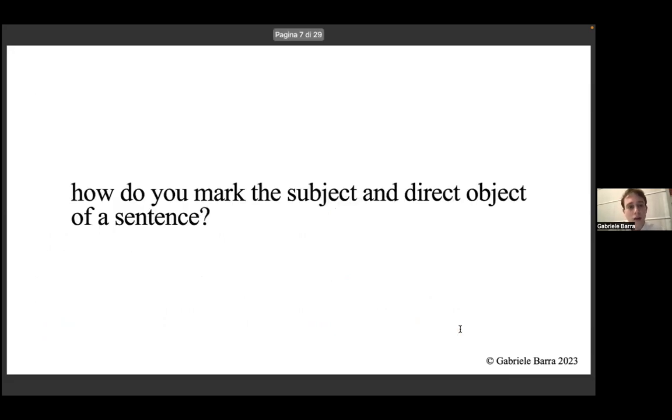All right. Now, let's go on to something fairly more interesting, I guess. How do you mark the subject and the object? Because so far we have seen all sorts of grammatical cases apart from those.